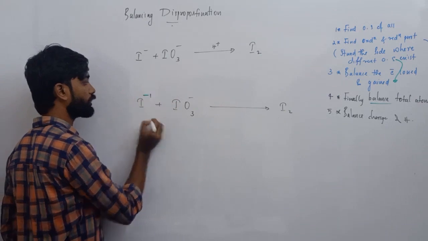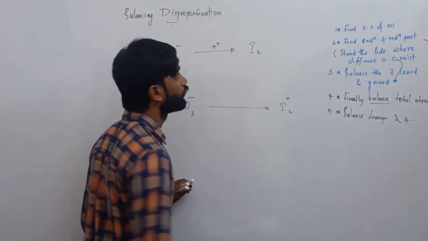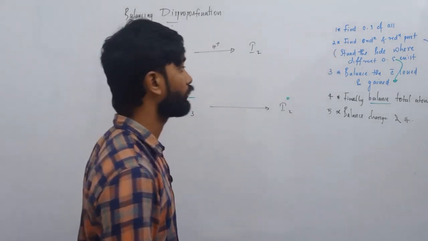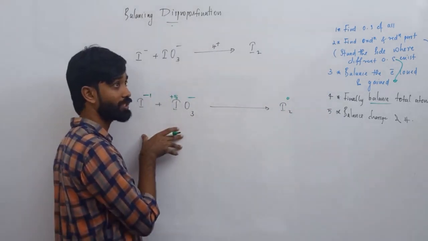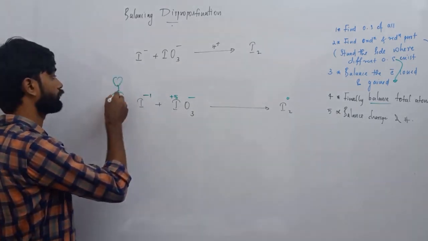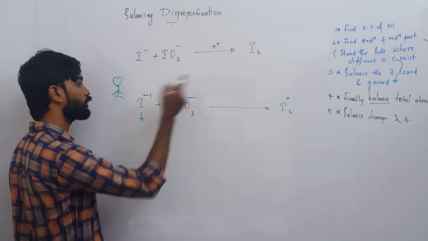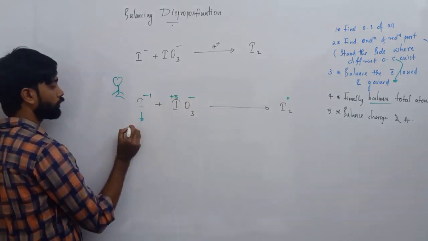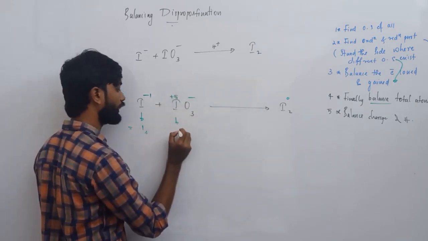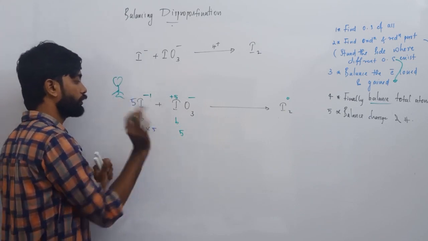Simply find the oxidation states: minus 1 here, and here plus 5 of iodine, and here 0. Find the oxidation and reduction parts and stand on the side where the different OS exists. Here the different OS exists on the left side because this is comproportionation, so I'm standing here. Then balance the electrons lost and gained. Minus 1 to 0 is losing, so electron lost is 1. Plus 5 to 0 is gaining, so electron gained is 5. Balance by a suitable number, so here 5. That step is okay.